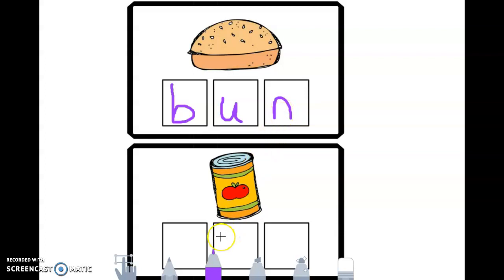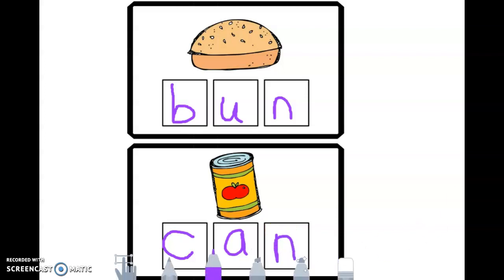Now this next one at the bottom here, of a can, will be easy for us because we know the an word family. So when we segment this, k, I hear a C at the beginning and the an word family.